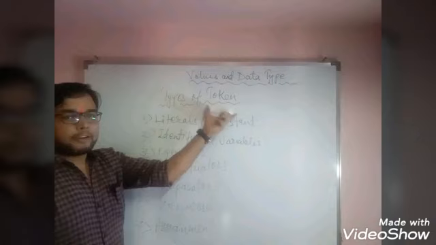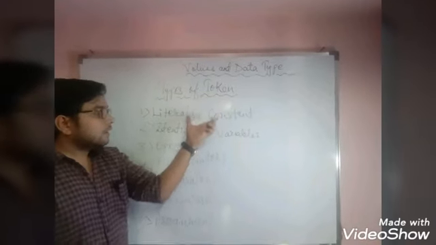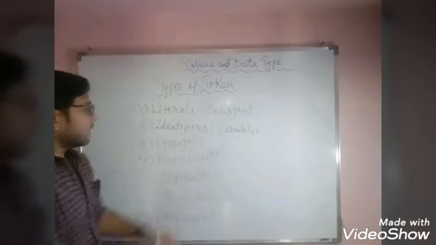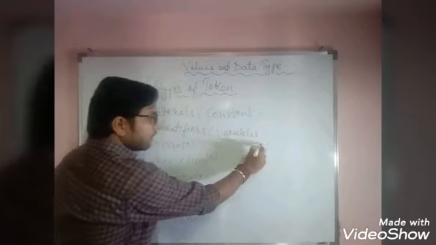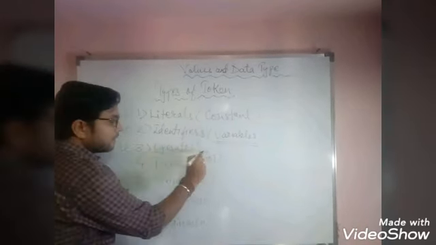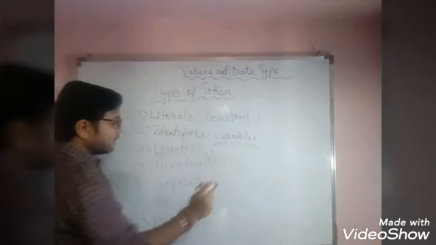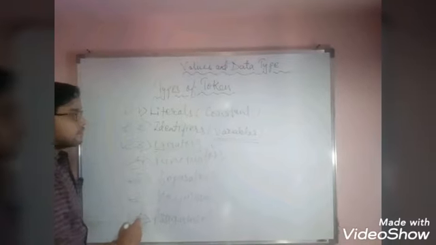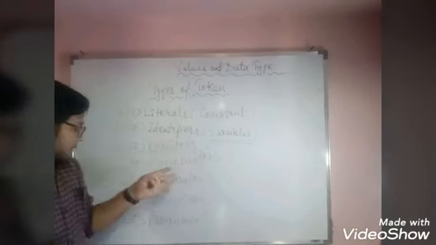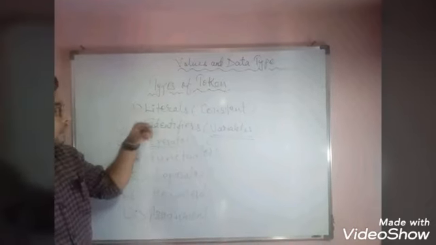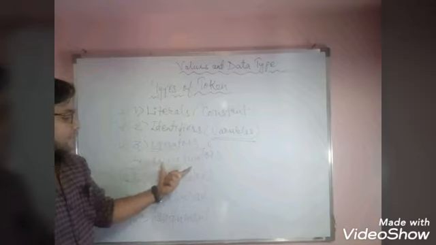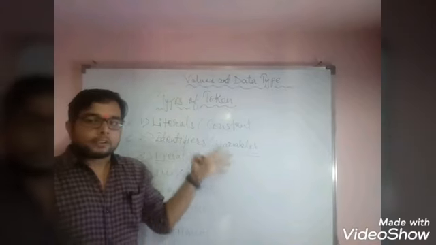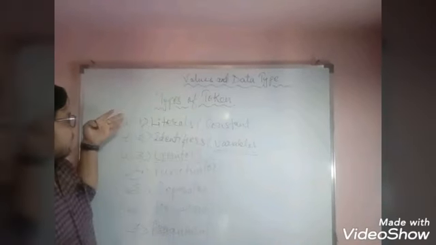We have to learn about the types of tokens. Here are the different types of tokens. First type is literals. Literals are also called constants. Second is identifier. Identifiers are also called variables. Third is operators. We have to learn about the different types of operators. Then punctuators, then separators, then keyword and assignment. There are mainly 7 types of tokens: literals, identifiers, operators, punctuators, separators, keyword and assignment. So we have to learn all the types separately.